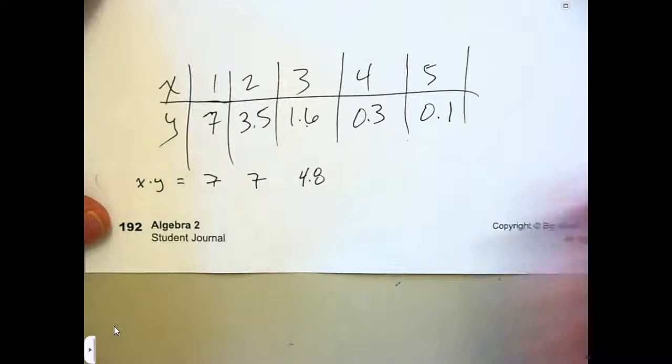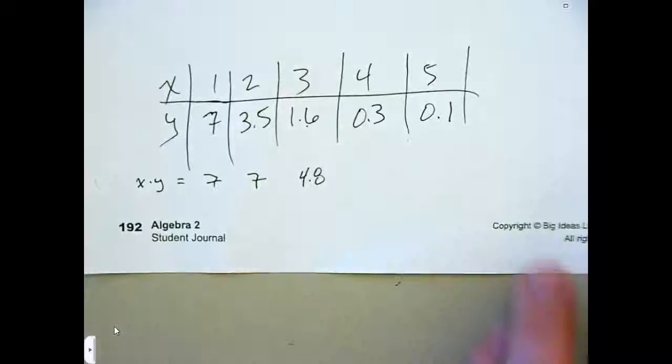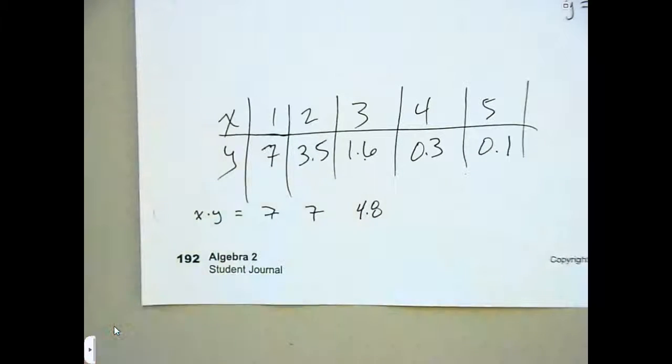All right, I want you to make up your own inverse variation right now. Your own table with an inverse variation. One that works, one that is an actual inverse variation. That would be an example of one that's not.